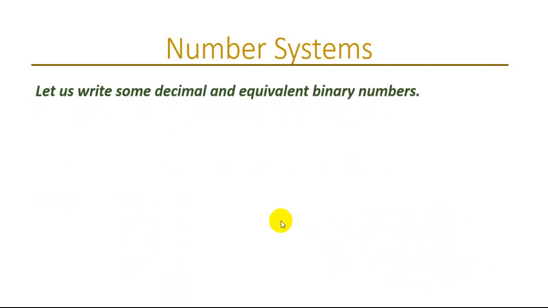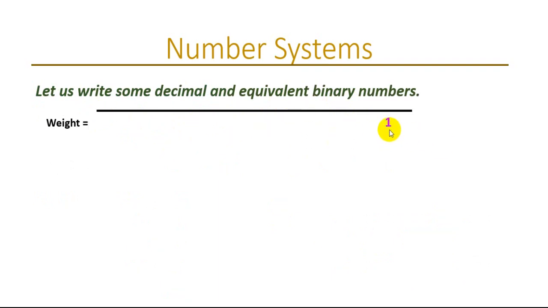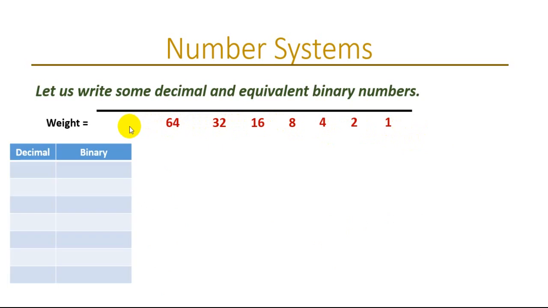So let's now just see how to write numbers. Let us write some decimal and equivalent binary numbers. So I put a small, this is to put my weightage. So let's put the weight as 1, 2, 4. This is the binary weightage, right? Multiples of 2. Then 8, then 16, then 32, then 64. Then if there is another one, it will be 128, then 256. It will just go on like that. Okay. So now I want to write the decimal numbers here and the binary numbers here.